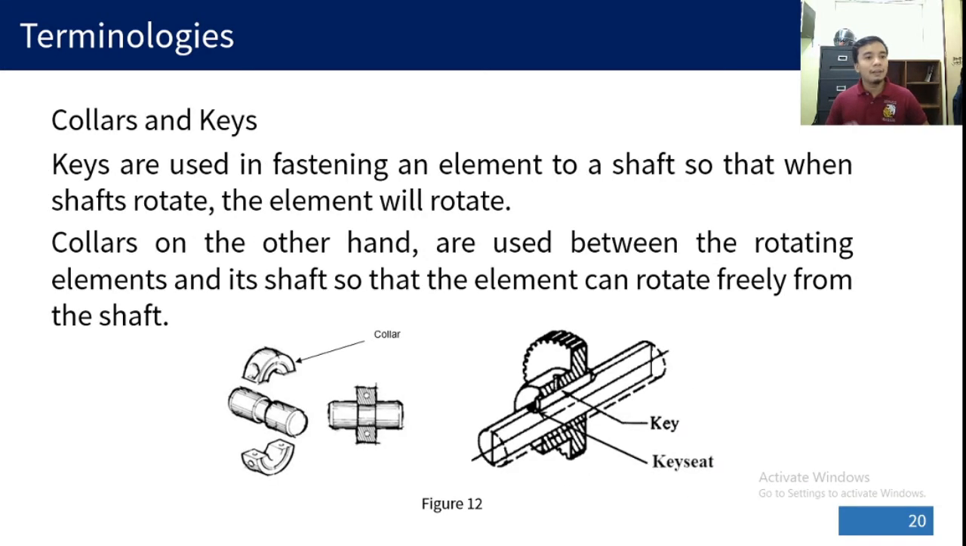Okay. Collars and keys are used in fastening an element to a shaft so that when the shaft rotates, the element will rotate. So the keys move together with it. Okay, you can see this in the figure.